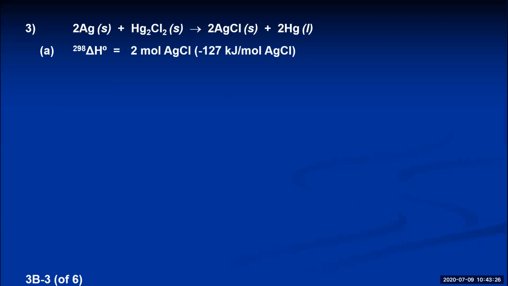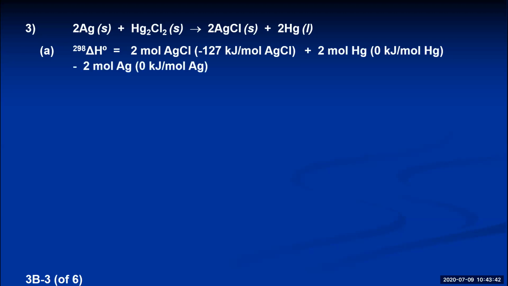2 moles of silver chloride multiplied by its standard enthalpy of formation, then plus 2 moles of mercury multiplied by its standard enthalpy of formation, and that's an element in its standard state, so it would just be 0. Go to the reactant side, minus 2 moles of silver multiplied by its absolute standard enthalpy of formation, which because it's an element in its standard state is 0. And then minus 1 mole multiplied by the standard enthalpy of formation of mercury 1 chloride, which is negative 265 kilojoules per mole. We cancel out the moles in each of the terms.